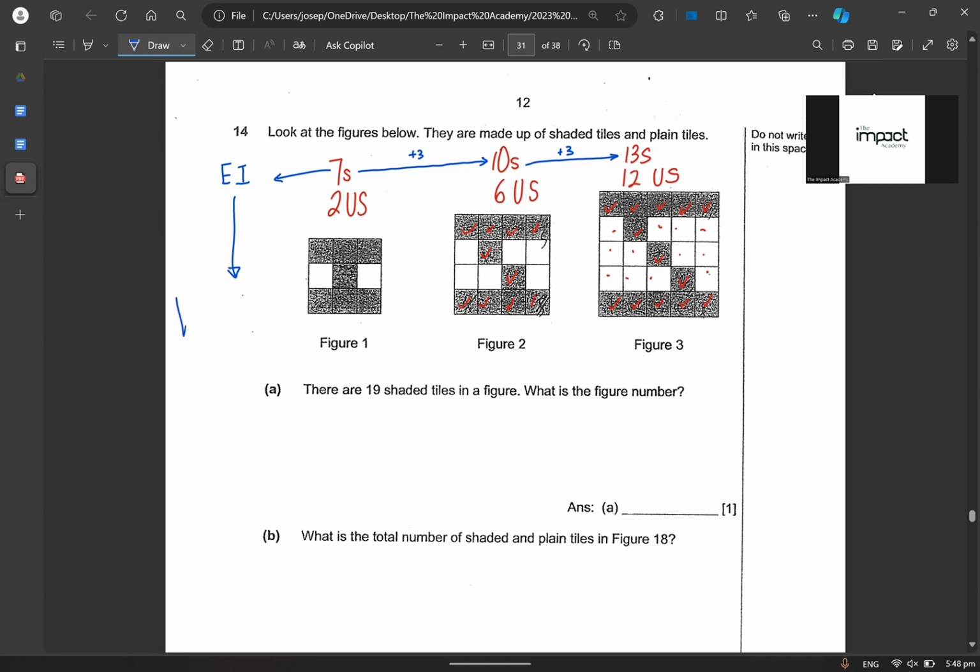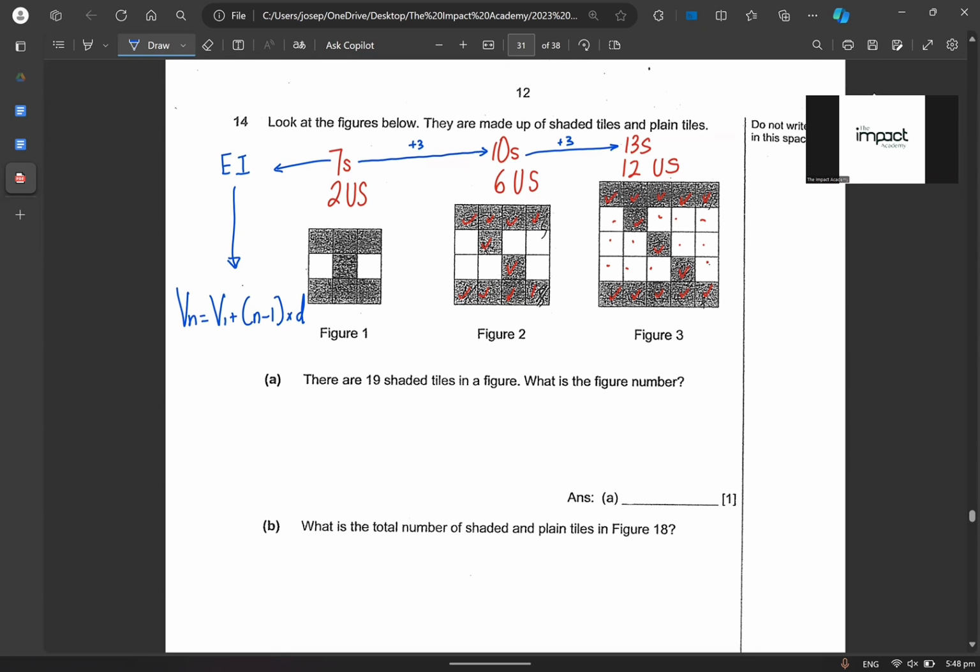What is the formula? Vn equals to V1 plus bracket n minus 1 times D. Now, if you're like, what is that? Okay, let me explain to you. Vn stands for the value of the figure. V1 is the value of figure 1. N is the figure number. D is the difference. So we're going to use this to help us.